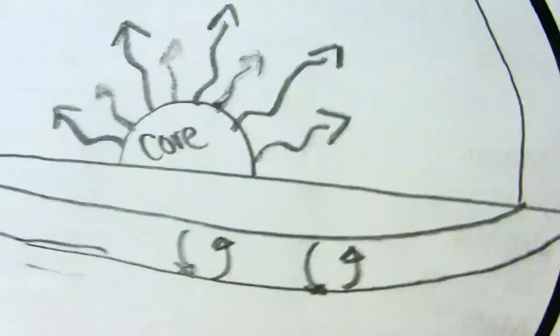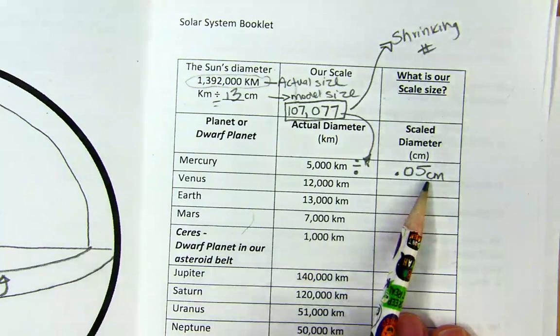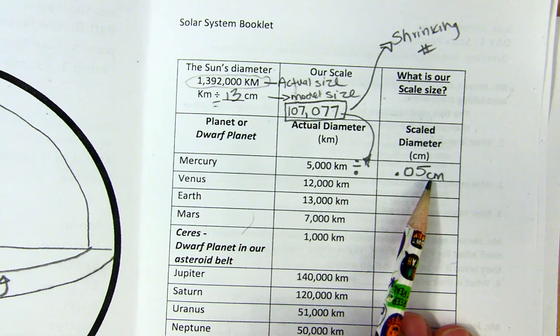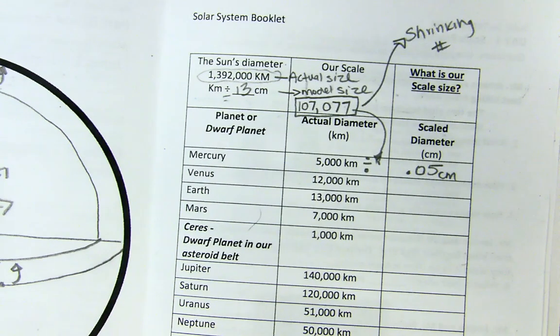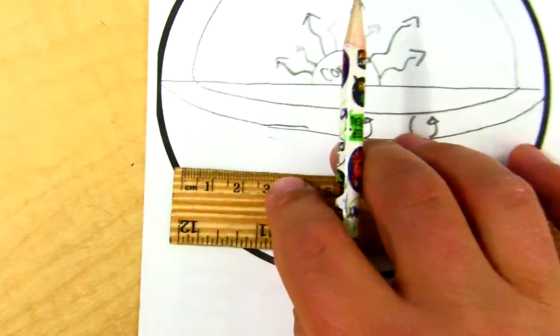Let's go back here. We've got 0.05, so 5 cents in a weird sense. 5 cents, or 5.05 centimeters. But we're going to pretend like it's 5 cents. So I'm going to come right over here, and I'm going to draw Mercury. I'm going to spell it right here. Mercury.